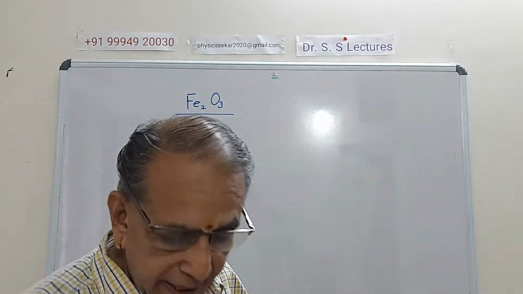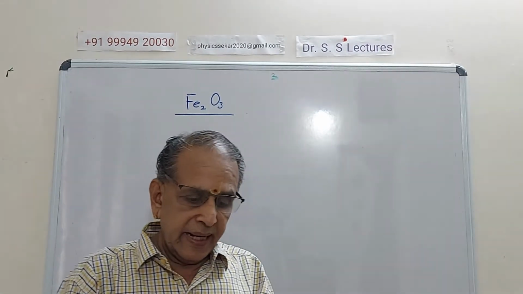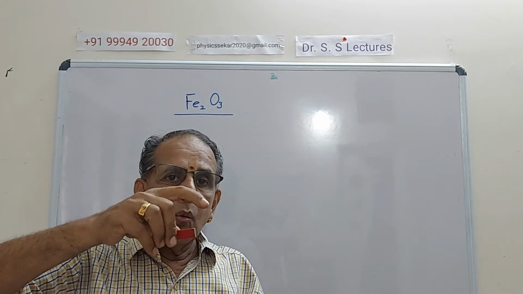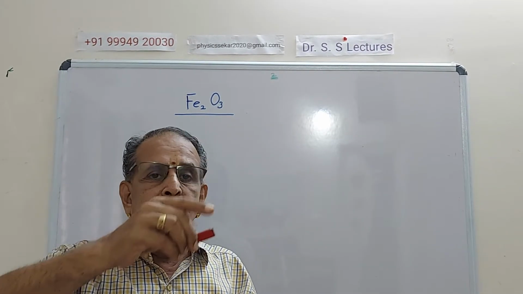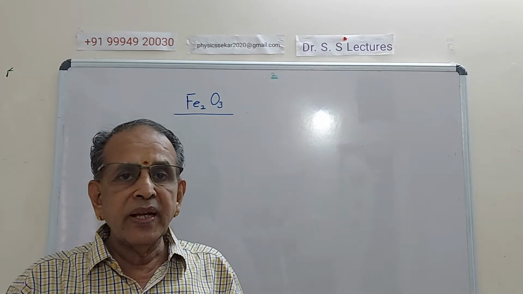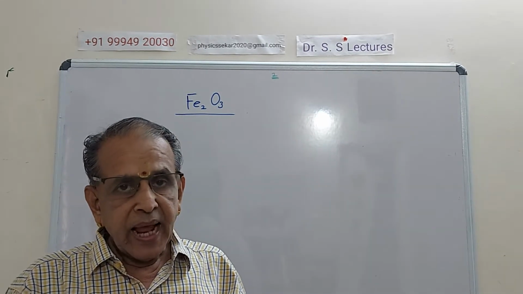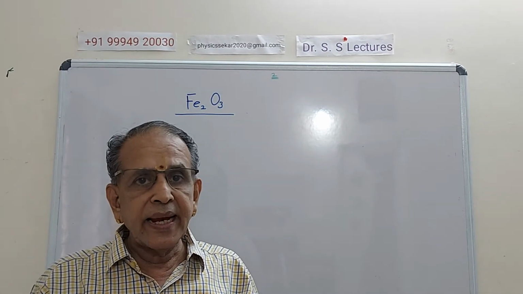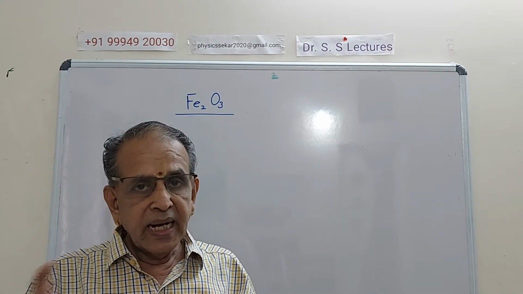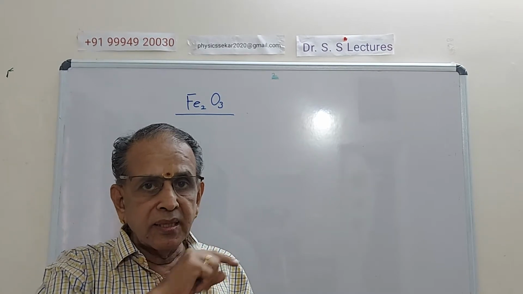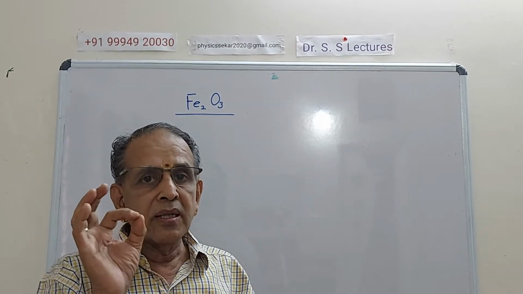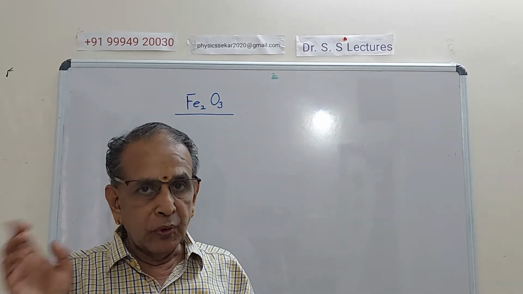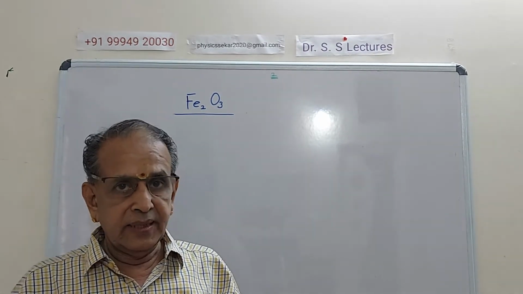When you suspend such a bar magnet, you will always find that one tip will be pointing towards the northern side of the earth. The other end will be pointing towards the southern side of the earth. That which points towards the northern side we call the north pole. The other pole is called the south pole. How do we explain that?